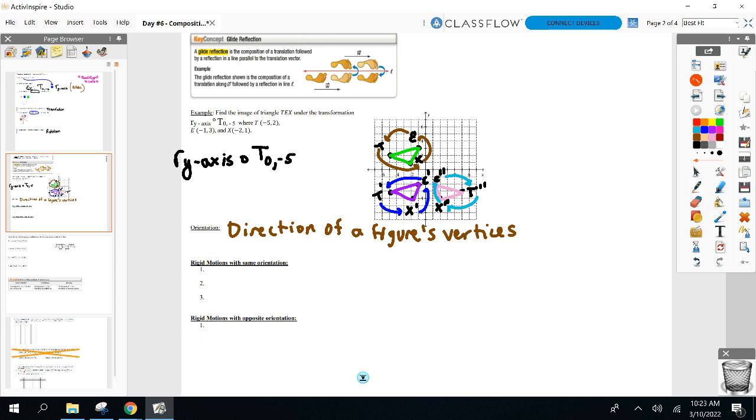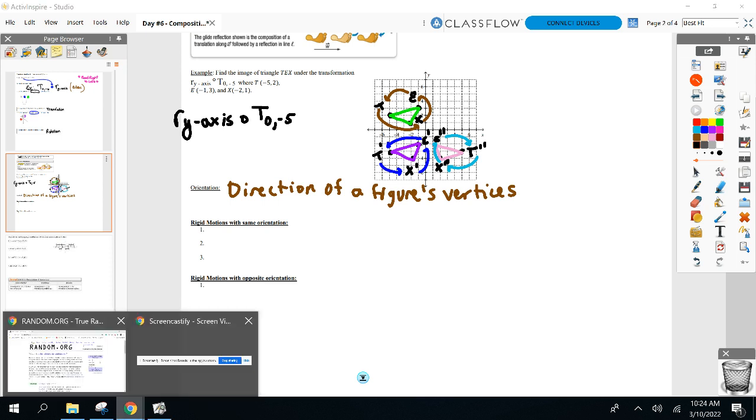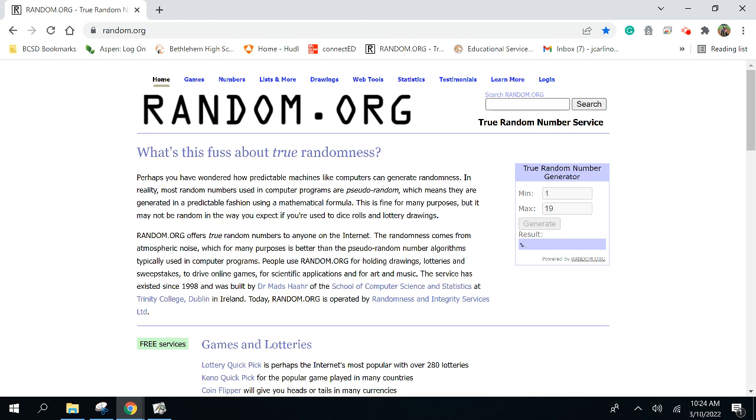Everyone good before I get into this next part? These first two triangles have the same orientation. The first and the third have opposite orientation. All good, because now I'm going to challenge it. Rigid motions. Let's go back and talk. I know I haven't talked about that since day one. Rigid motions are transformations that do not change the figure's size or shape. We've talked about three of them so far this unit. Name one of them, please.